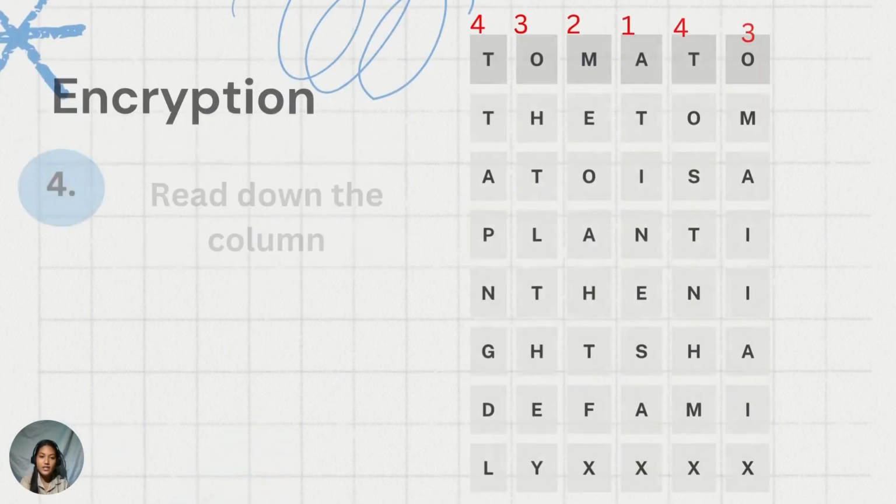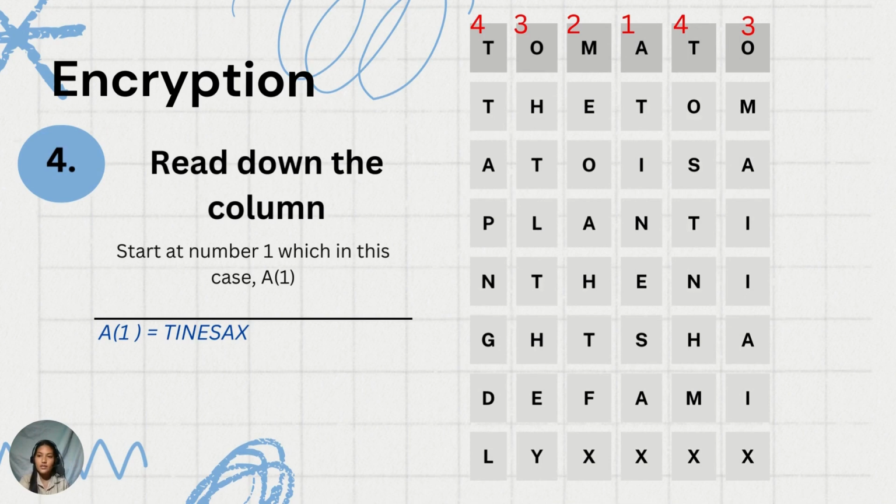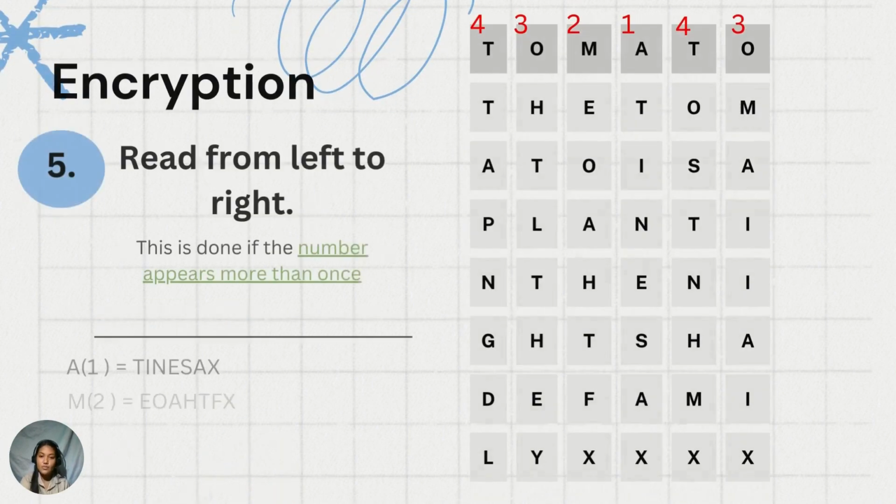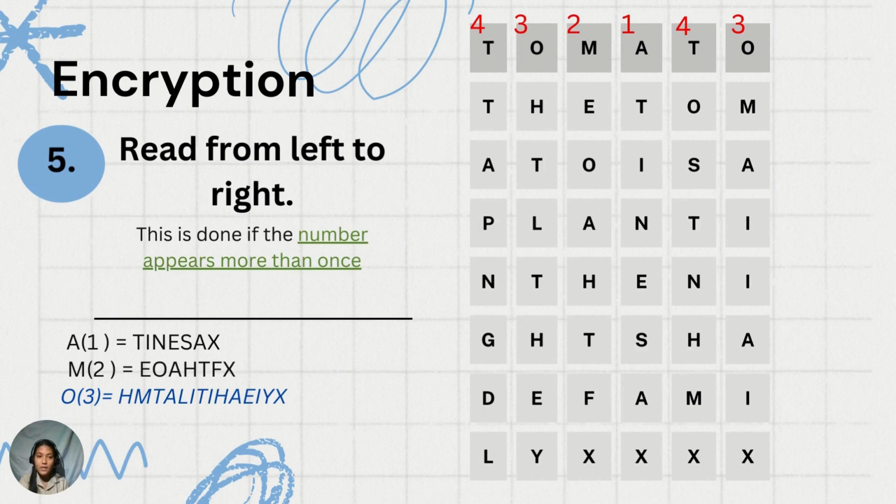And then read down the columns. You will first read column number 1, which in this case is column A1. So if you read it, it goes TINESAX. And then move on to the next column. But if there is a number that appears more than once, just like this, columns O2, O3, you have to read it from left to right, just like this.